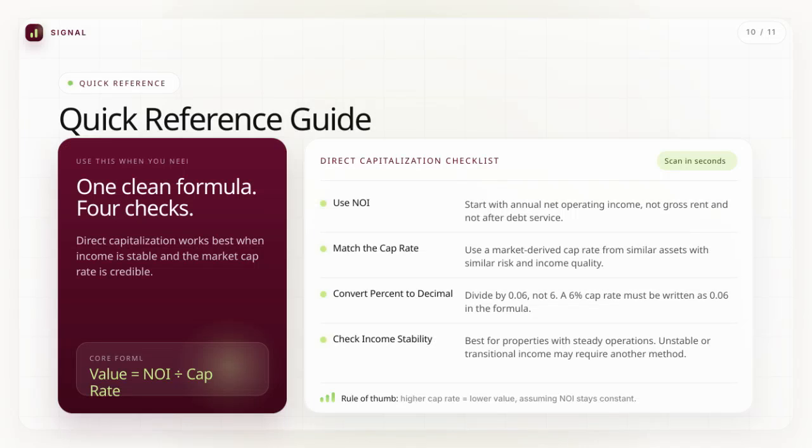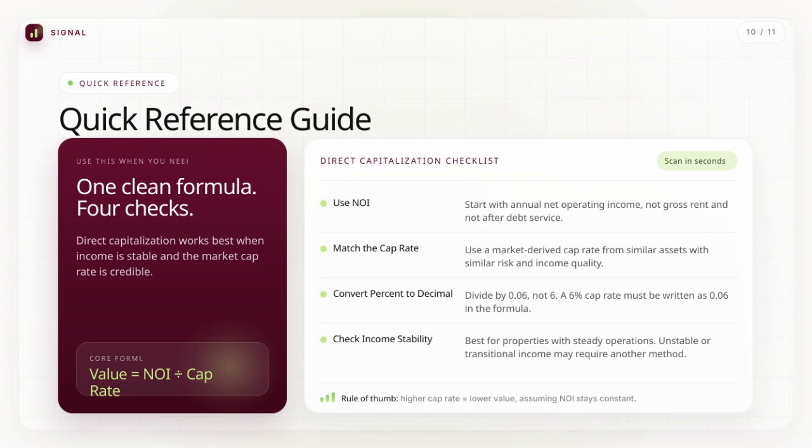This quick reference guide is designed to help you apply the direct capitalization method quickly and accurately, especially when time is of the essence. The core formula is straightforward. Value equals net operating income divided by the capitalization rate. Keep this one clean formula in mind. When using this method, start with the annual net operating income, or NOI. Don't use gross rent or subtract debt service. NOI is the key figure here.